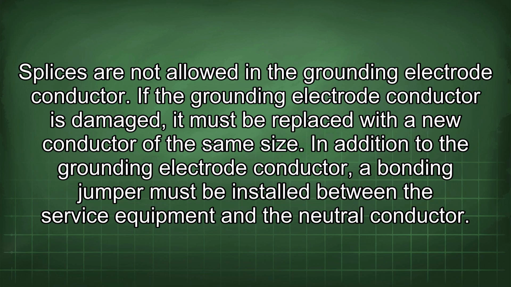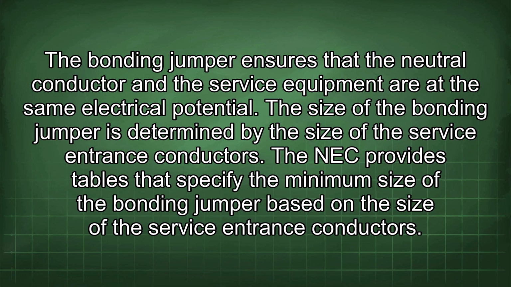In addition to the grounding electrode conductor, a bonding jumper must be installed between the service equipment and the neutral conductor. The bonding jumper ensures that the neutral conductor and the service equipment are at the same electrical potential. The size of the bonding jumper is determined by the size of the service entrance conductors.